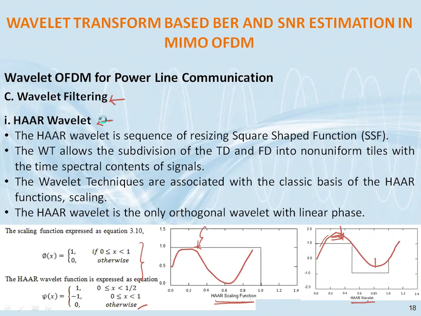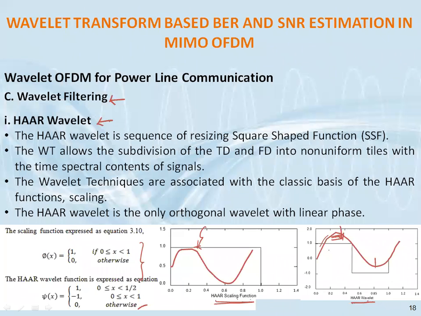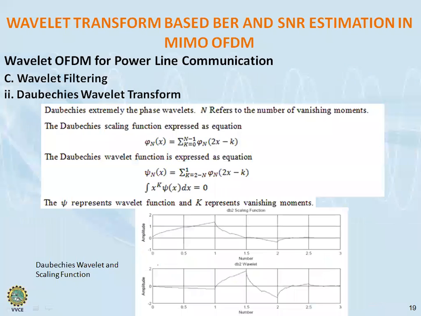The second type of approach is the Daubechies. In the case of the Haar wavelet, the describing function for the wavelet and the scaling function are fixed. These are always the describing functions. Whereas Daubechies is the second type of approach, in which the describing function for the scaling function and the describing function for the wavelet transformation depend upon the type of the signal.